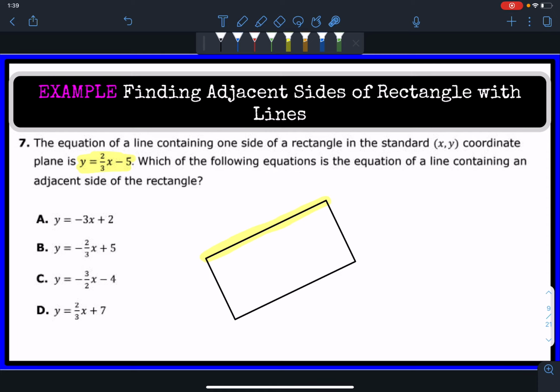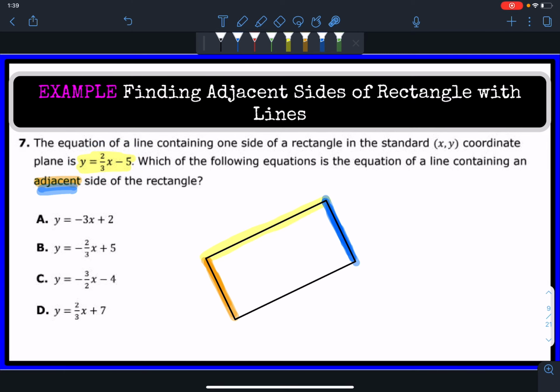And we want to know, out of these four choices here, which of the following equations is a line containing an adjacent side. An adjacent side means that it is going to be next to it. So an example, this orange side would be an example of an adjacent side to this yellow line up there. Or it could be this one up here. This side right here is also an example of an adjacent side to this, again, yellow line right there.